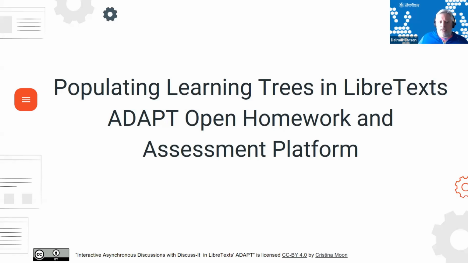And today we're talking about why ADAPT is called ADAPT, and that's because of the adaptive learning infrastructure behind it, and specifically the learning trees, which is how we pursued that when we actually built ADAPT starting 5 years ago, thanks to the state of California's investment. So let me move on here.